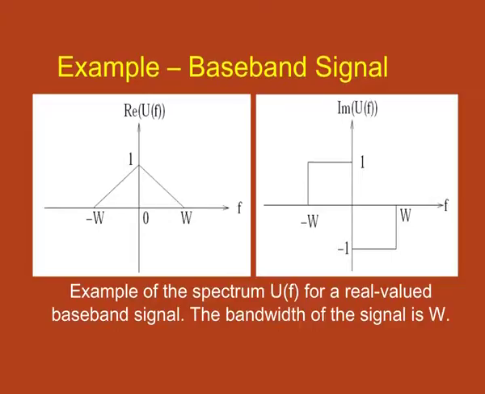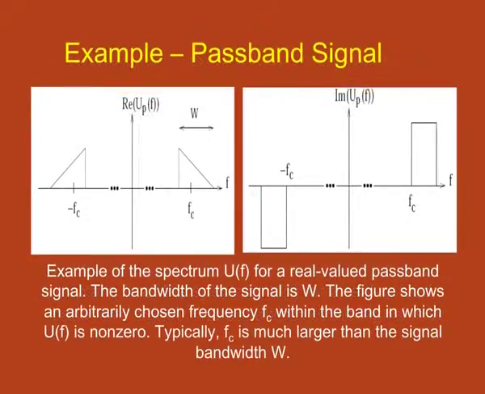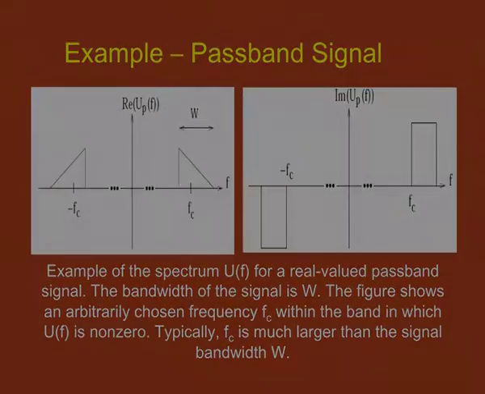Now, we see an example of a passband signal. We see that the signal energy is now centered around Fc and we can clearly see that the magnitude is symmetric around the y axis and the phase is conjugate symmetric around the y axis.